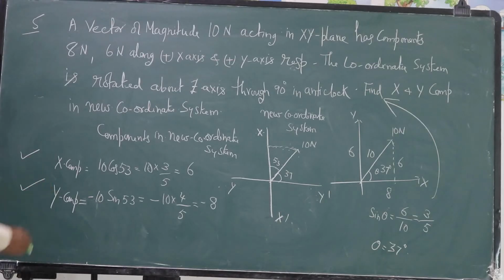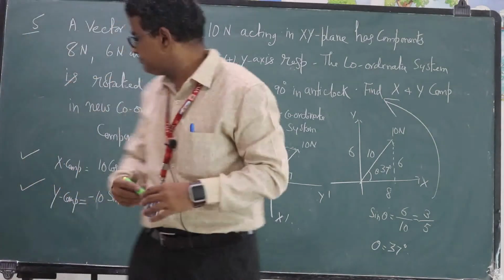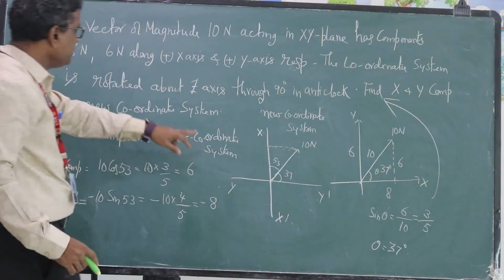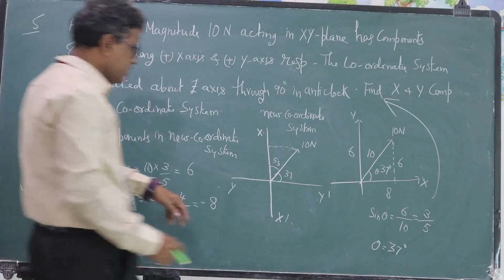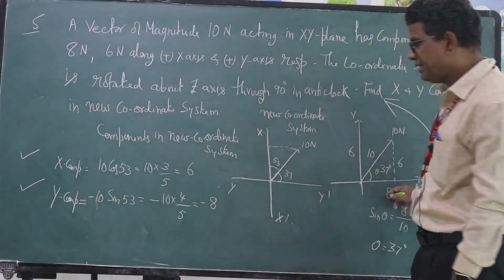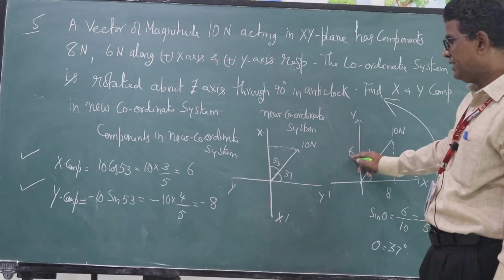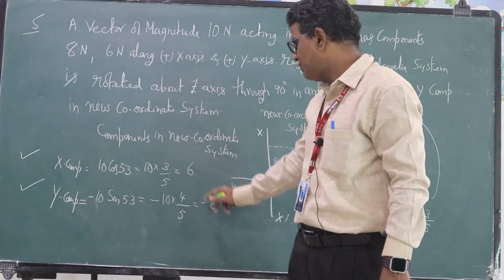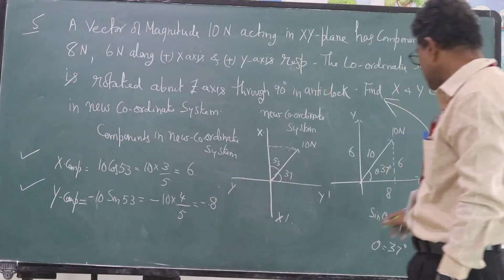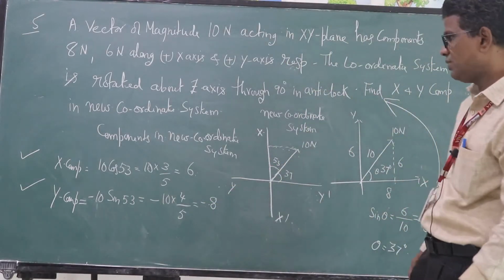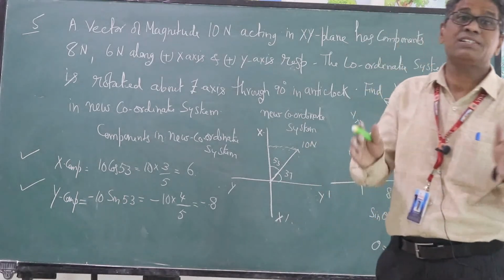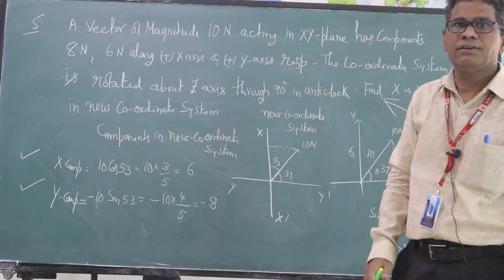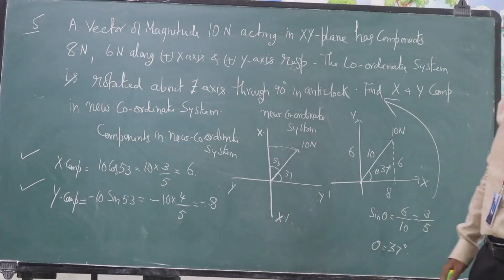So these are the answers: the x component and y component in the new system. Before rotation, the x component is 8 and the y component is 6 in positive. After rotation, the x component is 6 and the y component is minus 8. So the components change such that the magnitude remains constant. Clear? Okay. This is problem number 5.